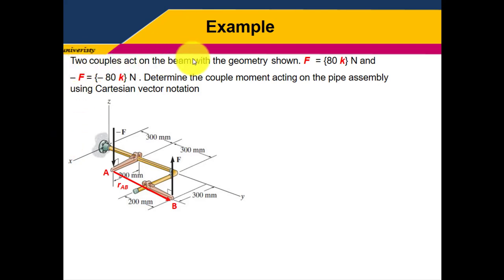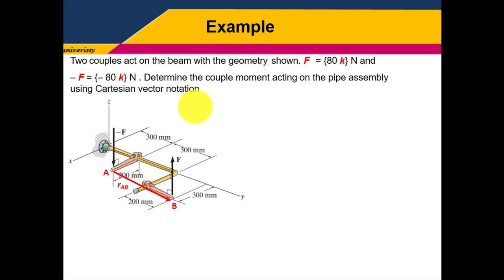Two couples act on the beam with geometry as shown. F equals 80 k, k meaning along the z direction, newton, and minus F equals 80 k newton. Our goal is to determine the couple moment acting on the pipe assembly using Cartesian vector notation.